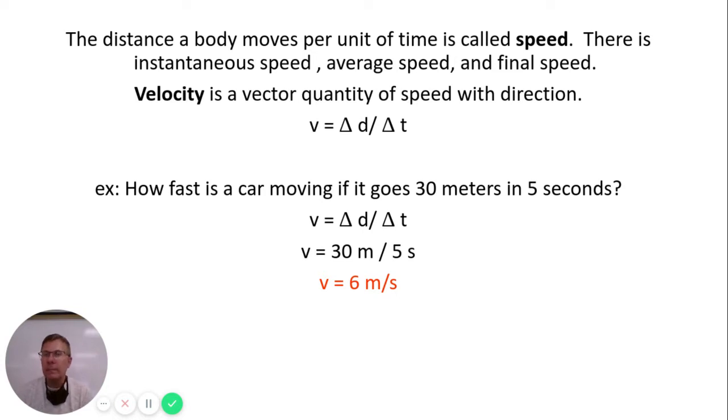Now, the final speed, for that you would have to assume that we have what we call an acceleration. So let's say you start from rest and you're increasing your speed 2 meters per second, every second. How fast are you going at the end? That would be your final speed. And in physics and Regents physics, we deal with constant accelerations. We don't deal with fluctuating accelerations.